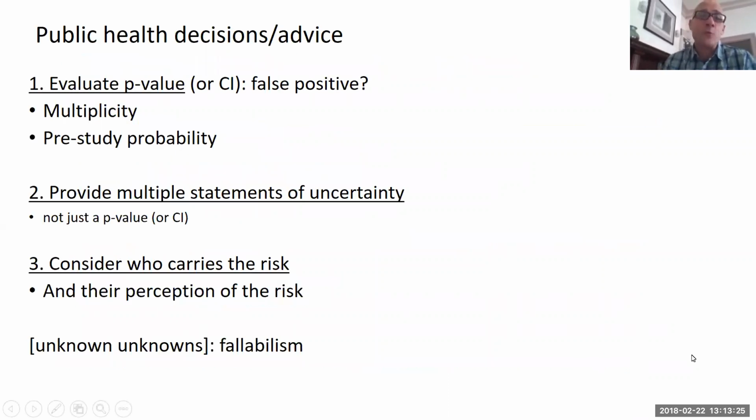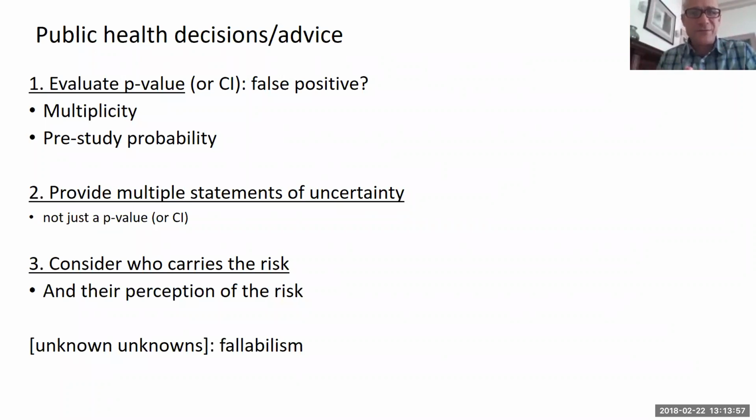So this is the framework. Obviously, to cover all areas of public health, it's very high level and broad, and consists of 3 steps. The first step is to evaluate the p-value or confidence interval and assess whether it could be a false positive. There are 2 sub-steps that are related, but I'm suggesting that you consider separately: multiplicity and the pre-study probability. I'll be spending the most time on step 1 because that's the most statistical step.